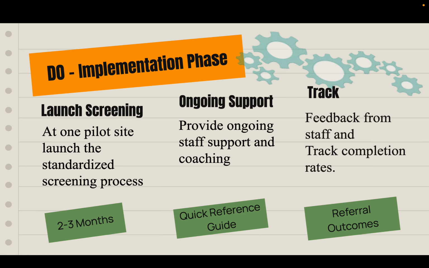In the Do phase, our team will begin implementing the standardized health inequity screening process on a small scale to test its effectiveness. We will start by launching the screening process at one pilot site, allowing us to manage the change closely and observe the workflow in real time. Beginning small helps us identify any barriers before expanding to other departments.